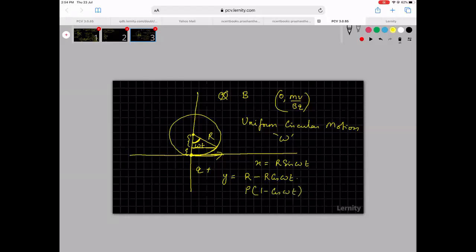Now this gives you the x position, and you got the y position. If the particle is traveling in a helical path, then z is equal to simply vz into t. So I found out the x position, I found out the y position, and I found out the z position.